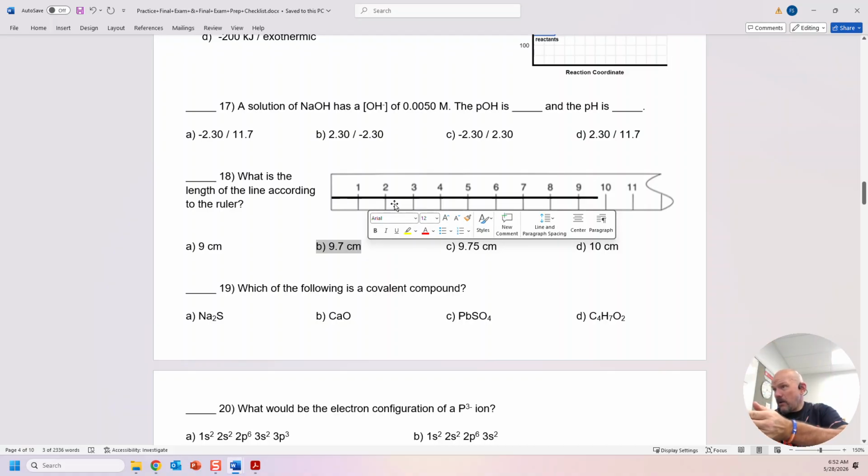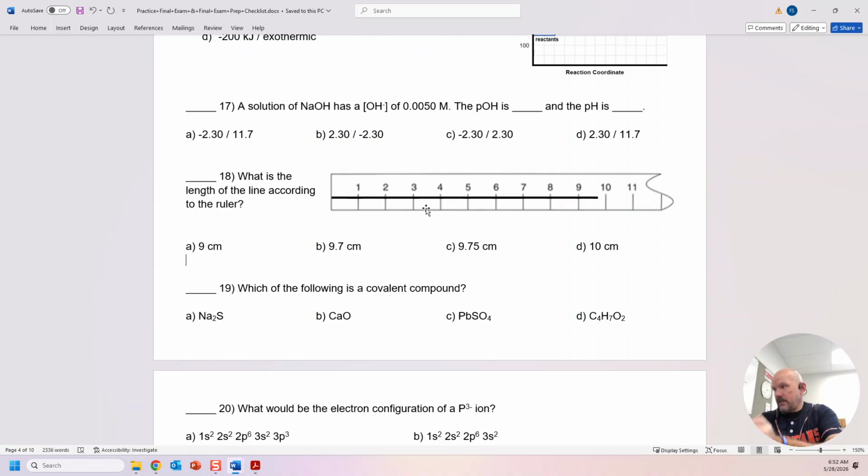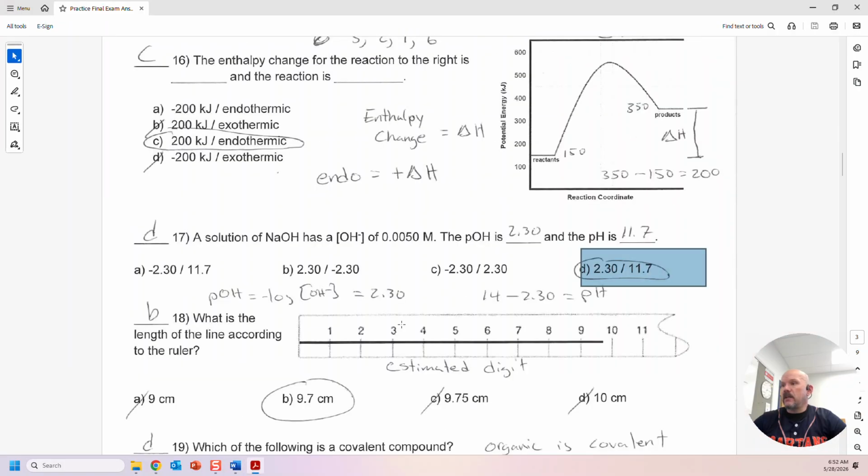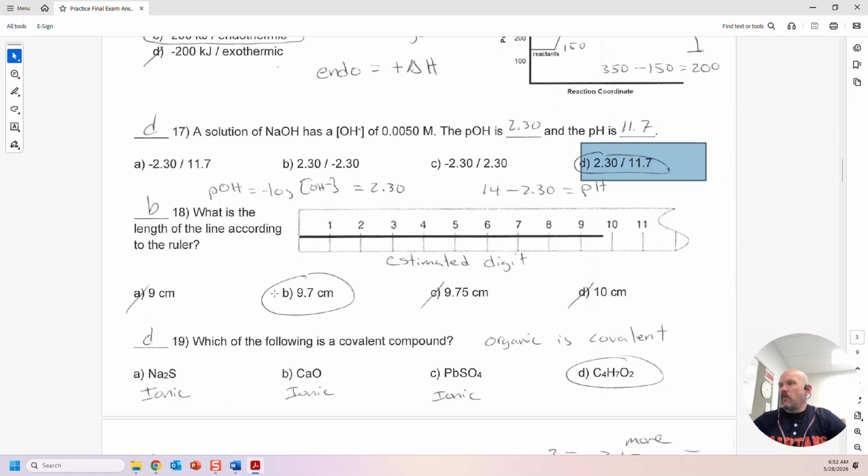If we had smaller tick marks here that represented maybe 0.1 centimeters, then we could estimate to the hundredths place, right? But because each calibration mark, each graduation, counts as 1 here, that's the ones place, and we need our estimated digit at the tenths place. All right, so our correct answer should be 9.7. And this would be one where you could use process of elimination. You need 1 decimal place and that's it. So that had to be the answer.